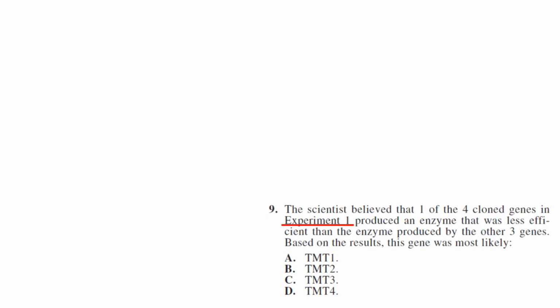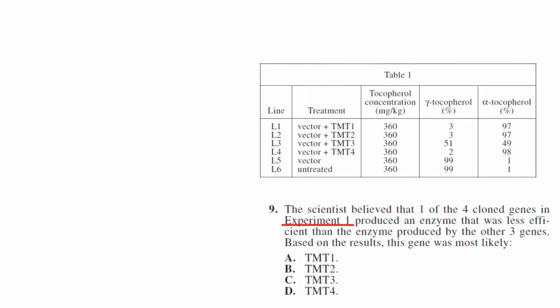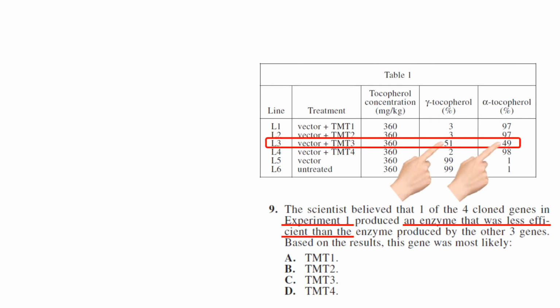Number 9, we're using experiment 1 again. The scientists believed that 1 in 4 clones produced an enzyme that was less efficient than the enzyme from the other 3 genes. We're going to look and see which one's different, and I see that these two numbers are vastly different than the other 3. This one is bigger and this one is smaller, so if I'm going on that, I'm going to choose line 3, or TMT3, treatment 3.